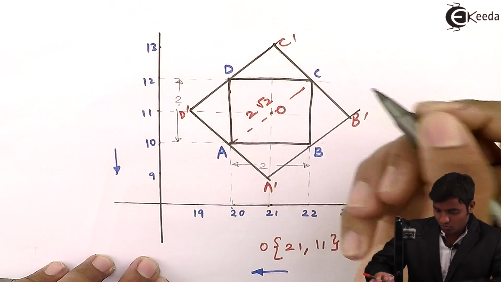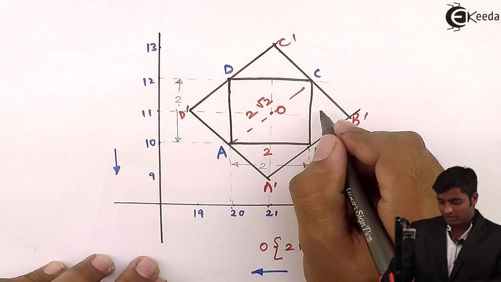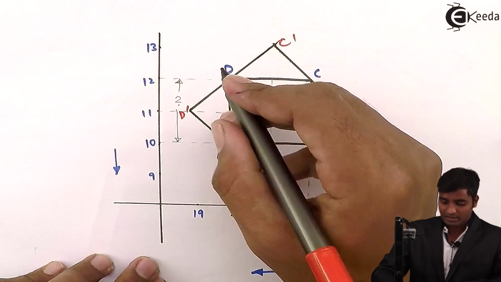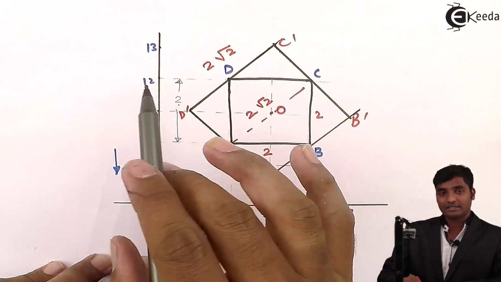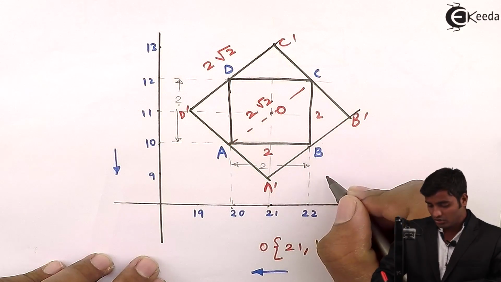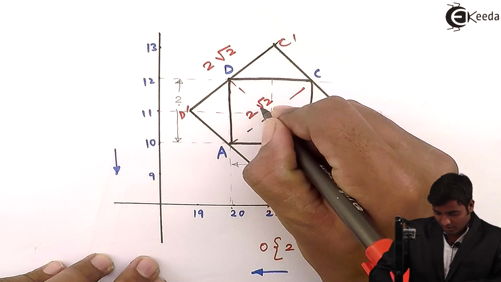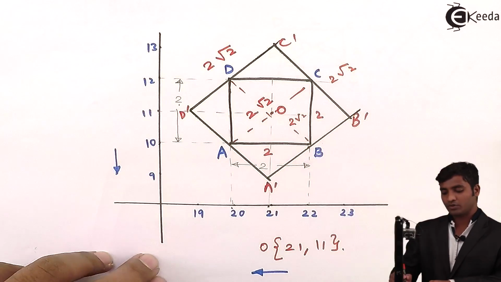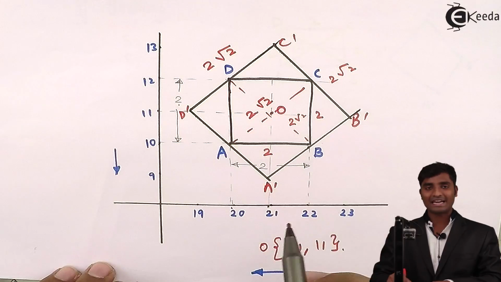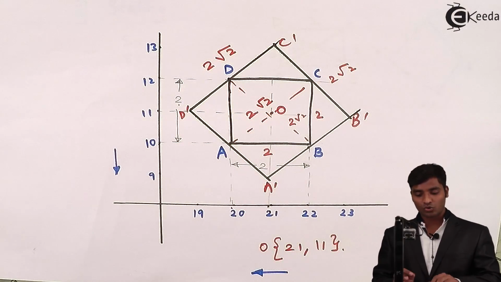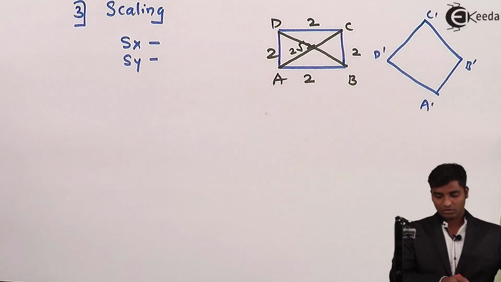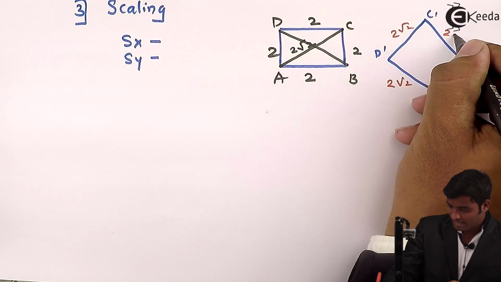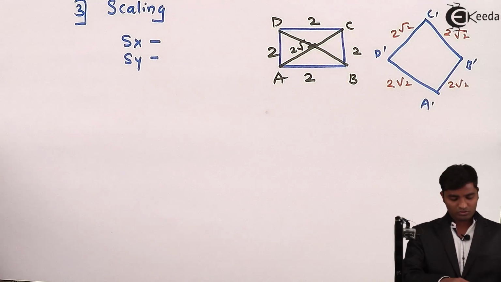as 2 root 2 because I know this side is 2 and this side is 2. So we can say this side is 2 root 2, this side is also 2 root 2. Since it is a square, all sides are equal. So I can say this diagonal is also 2 root 2. So now all the sides of the outer square are 2 root 2.